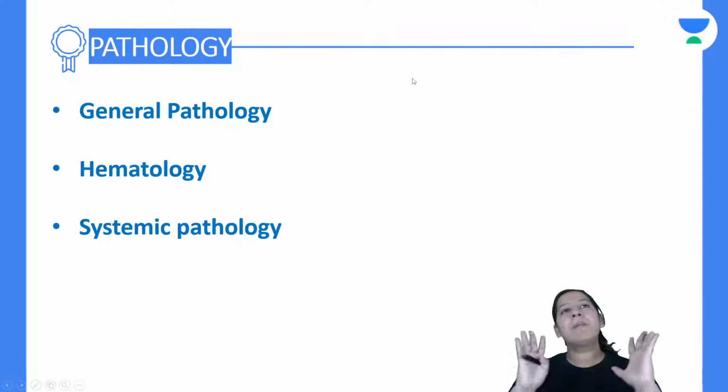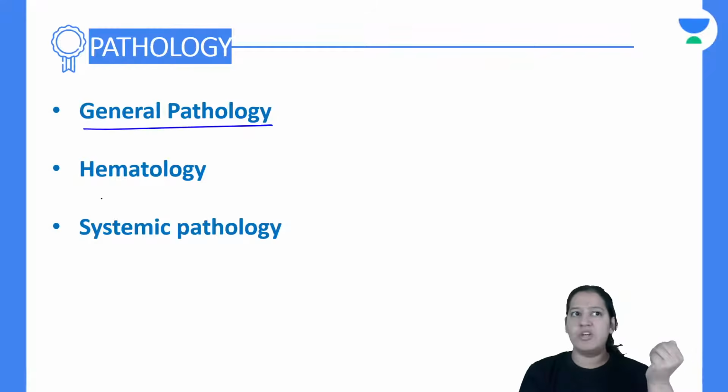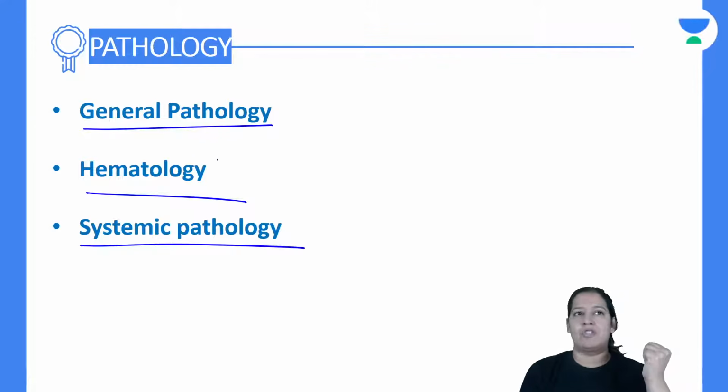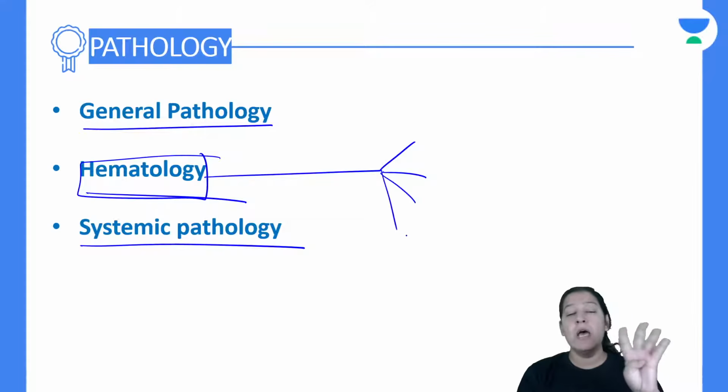So, okay. Now coming on the syllabus of pathology. Broadly, we all know in pathology, we have 3 branches, 3 topics. So, general pathology, hematology, and systemic pathology. In hematology, there are only 3 chapters, or you can say 4 chapters in the Robbins 10th edition.